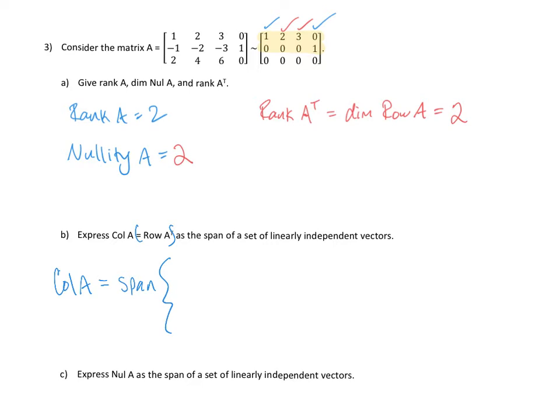So that means I'm going to go up to my row-reduced matrix here. I identified the pivot columns by looking at the row-reduced matrix, but I'm going to take the pivot columns from A itself.